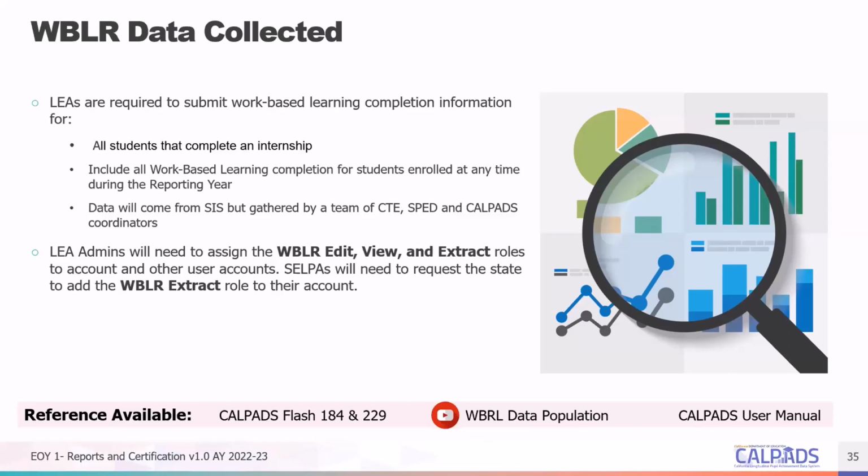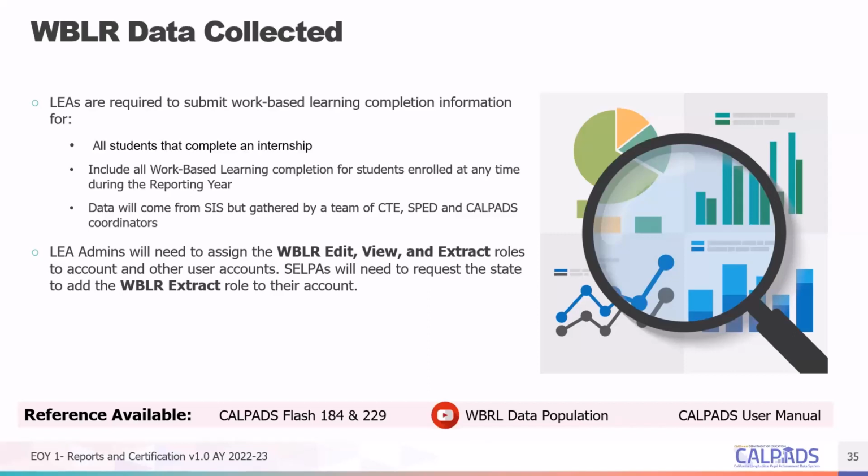Work-based learning data is found in the local student information system and is gathered by a team of CTE, special education, and CalPADS coordinators. Though you will commonly find work-based learning data within CTE and special education, it is not exclusive to these two areas, and students can be in work-based learning programs with any measure of curriculum throughout your schools. Because of this, it is important to have a process in place for identifying and reporting work-based learning programs.